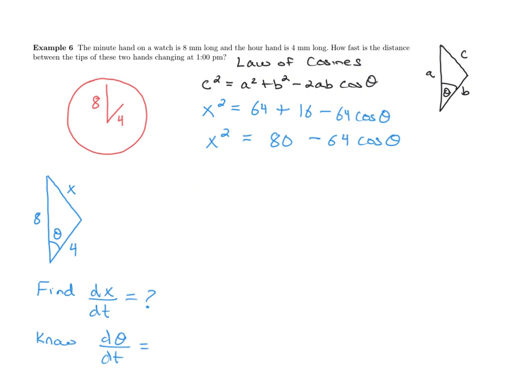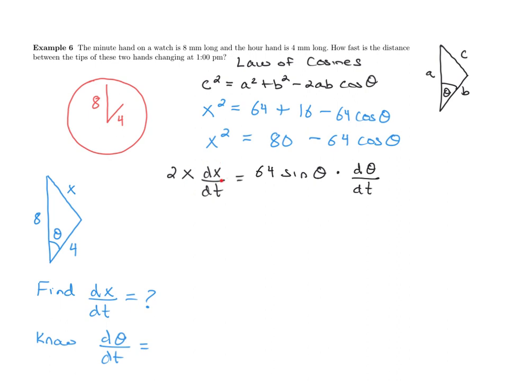So let's do that. If I differentiate with respect to time, I get 2x times dx dt is equal to, the derivative of 80 is 0. The derivative of cosine goes to negative sine. The two negatives will cancel to make it positive, and the 64 will remain. It'll be positive 64 sine of theta, and by the chain rule, you have to multiply by d theta dt.